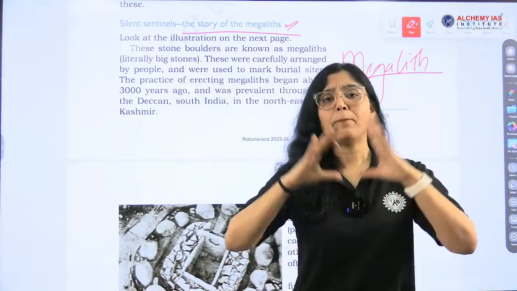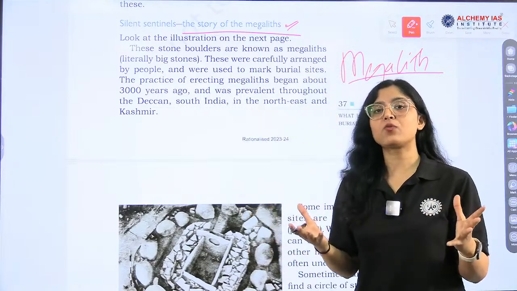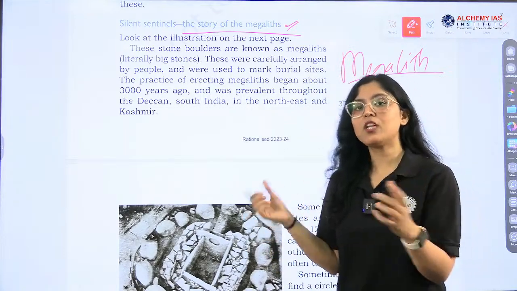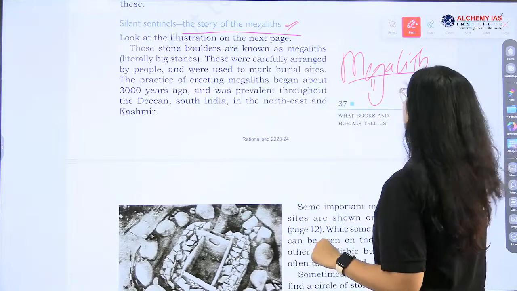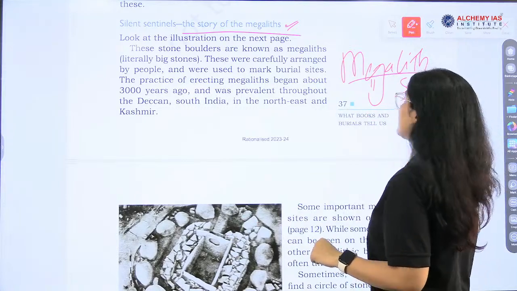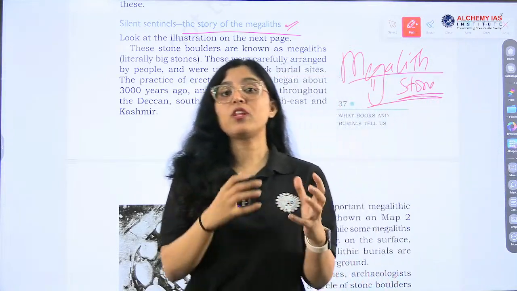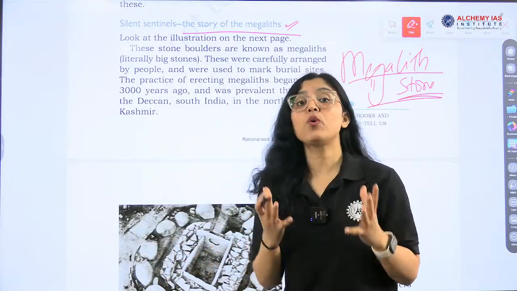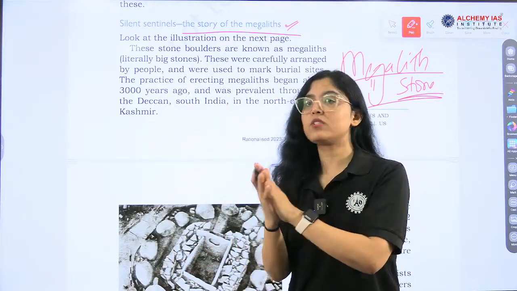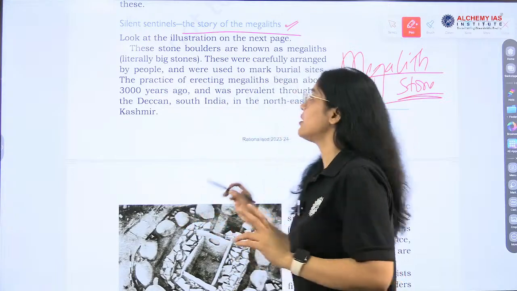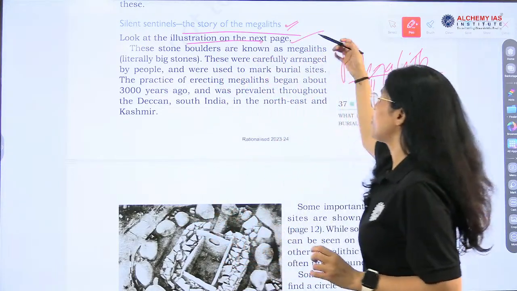What is mega? The meaning of mega is big, and lithic is stone. So, megalithic means big stones, the use of big stones. But what was the purpose of using the big stones? Everything is mentioned here. Look at the illustration on the next page.